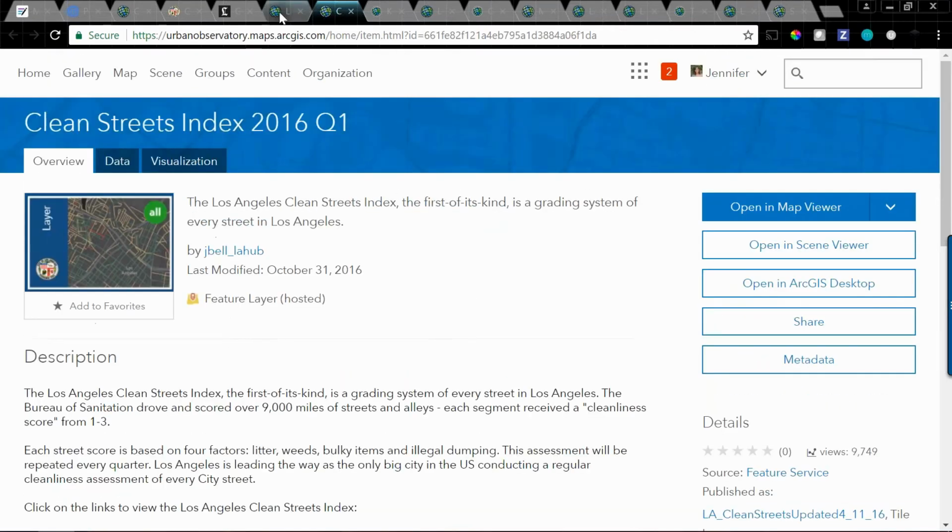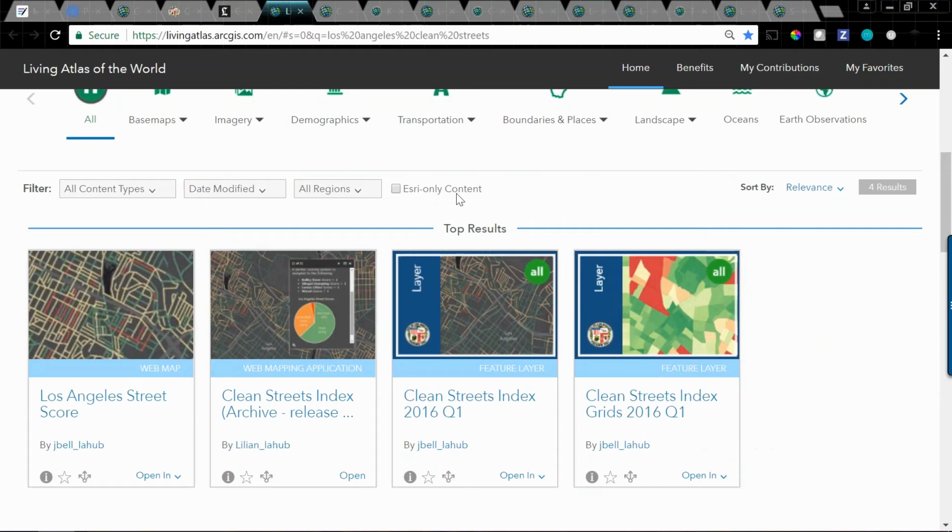Mm-hmm. And at that point, this is something that can be nominated to the Living Atlas. As you said, a curator can take a quick look at it. And if it's accepted, now this layer is not just sitting on some server behind the firewall at the city of LA. It's publicly available. Maybe it's even an open data layer at this point.